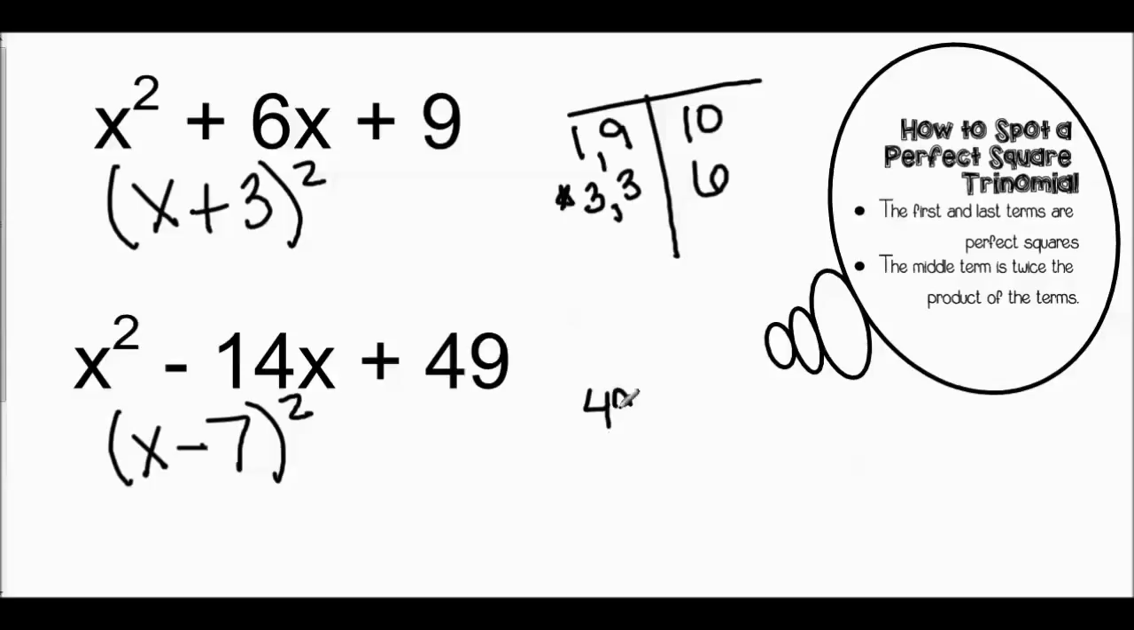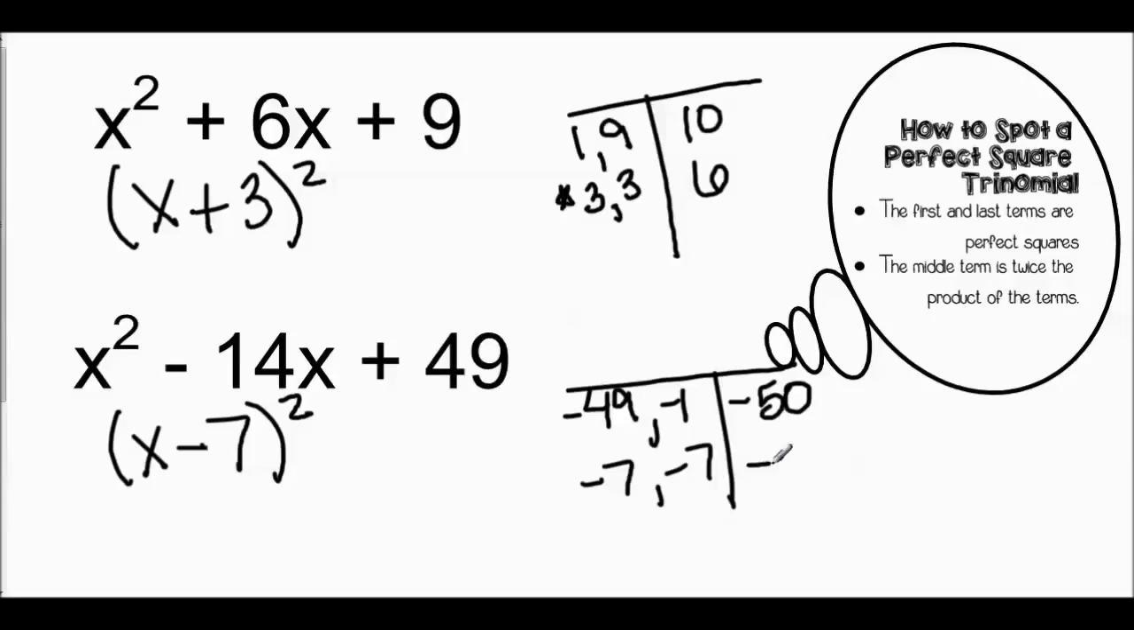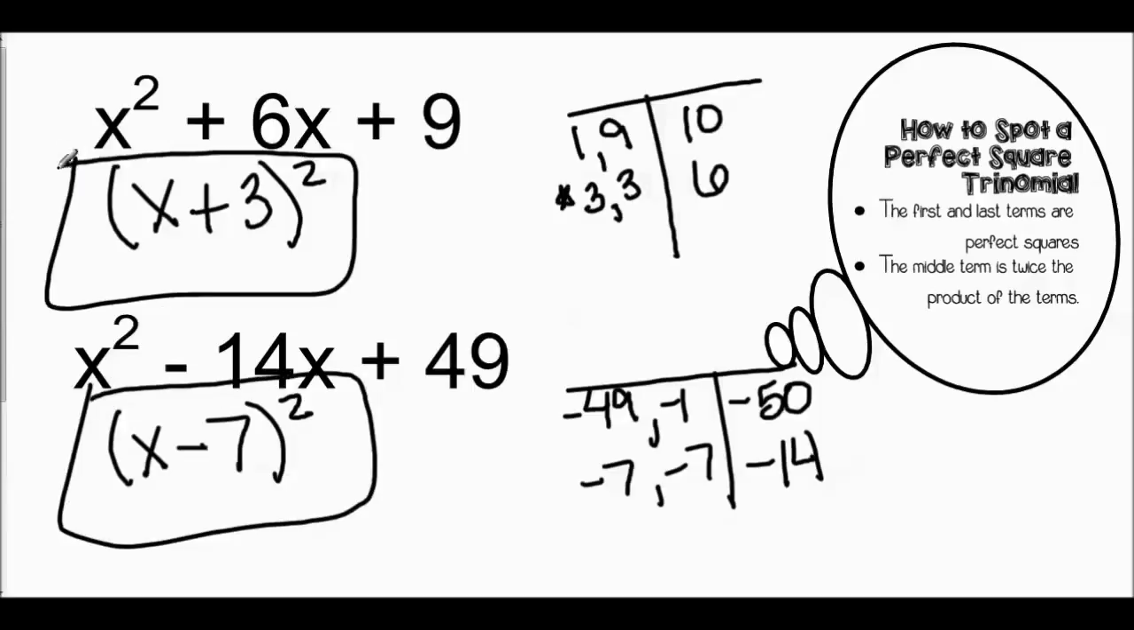I could have done 49 and 1. So that would have been negative 49 and negative 1 in columns, which would have added to be negative 50, not negative 14. Well, then the only other factors of 49 are negative 7 and negative 7. I'm ignoring the positive because I know they have to add to be negatives. So negative 7 plus negative 7 is negative 14. Again, you can do the columns. However, it's much quicker to spot those perfect square trinomials and then just go directly to the factored versions right here.